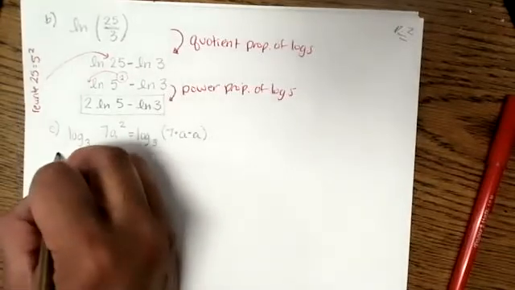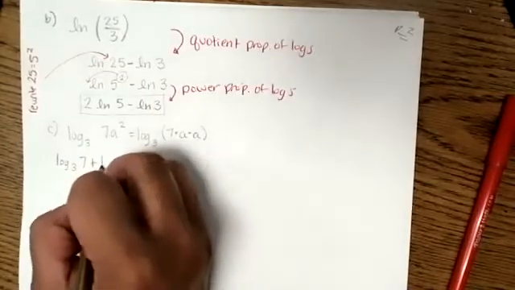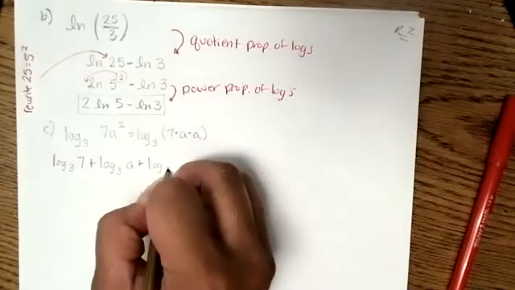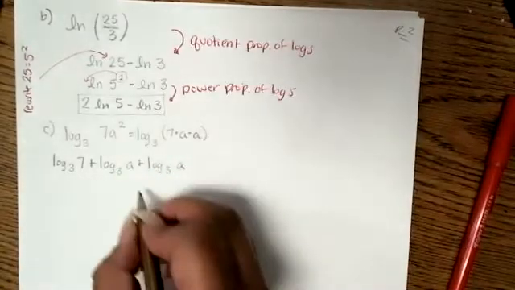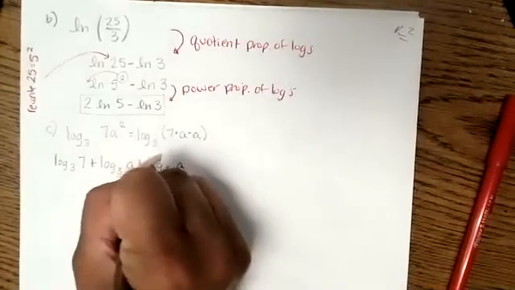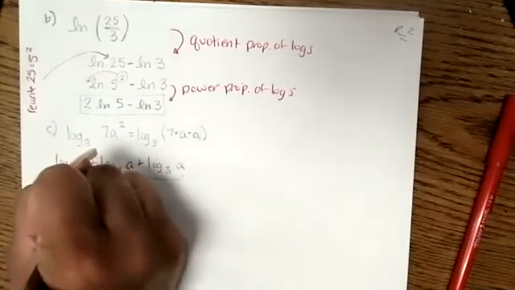So I'm going to say log 3 of 7 plus log 3 of a plus log 3 of a. And because I have two of these, this is going to be 2 log 3 of a. Now that's one way to do it.